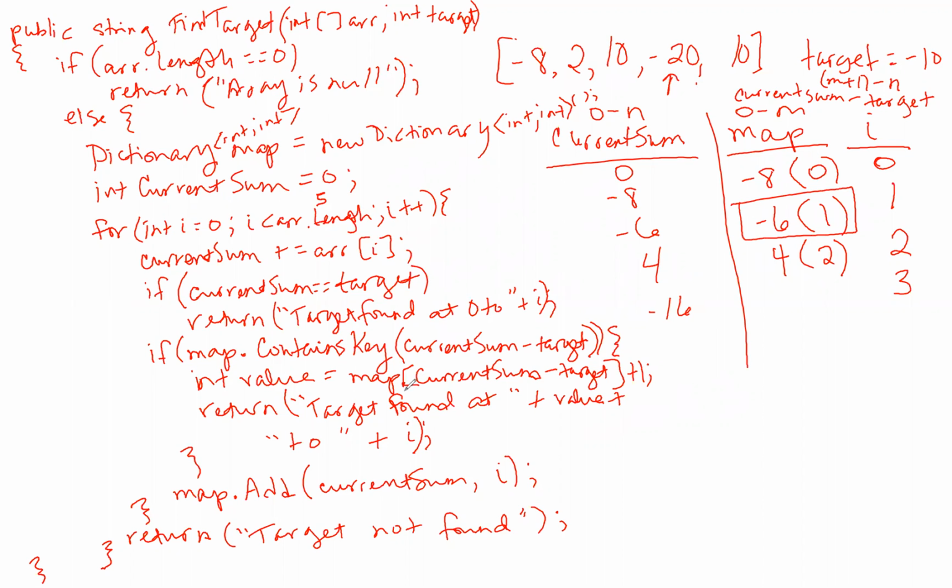So we go down in here, and value is going to equal the map at the current sum minus target plus 1. So the value at this place is 1, and we add 1 to it. So then we return target found at 2, 2, and i is 3. So if we look, we've got 2 to 3. 10 plus -20 is -10, so it's all checking out. And this algorithm is going to solve this problem in linear time, so it is a big O of n for time complexity.